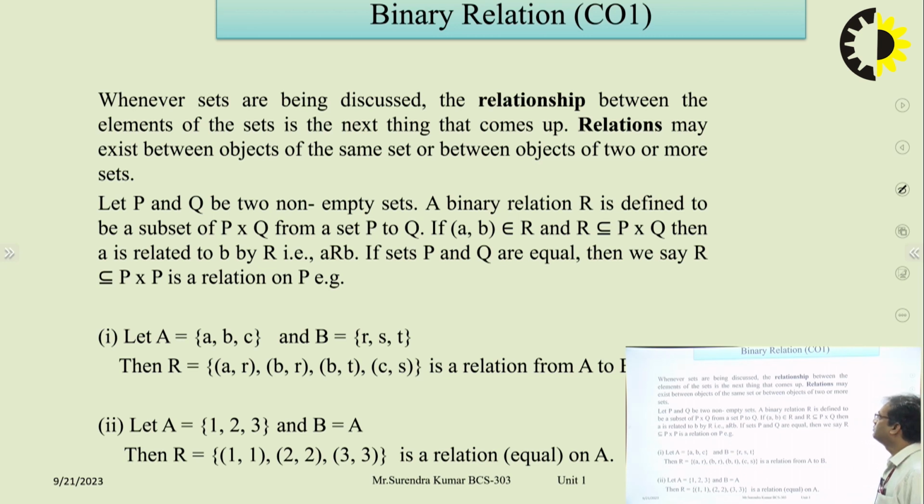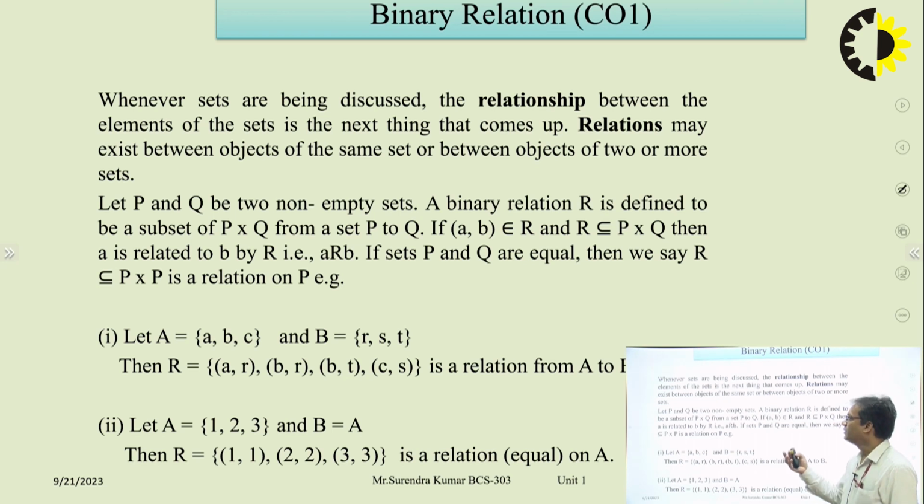Now we come to the binary relation. This is our main topic for today. Binary means you have a relation between two elements. That's why we are using binary. A binary relation is basically a relationship between the elements of a set. Relations may exist between objects of the same set or between objects of two or more sets. So we should have relations of this kind.